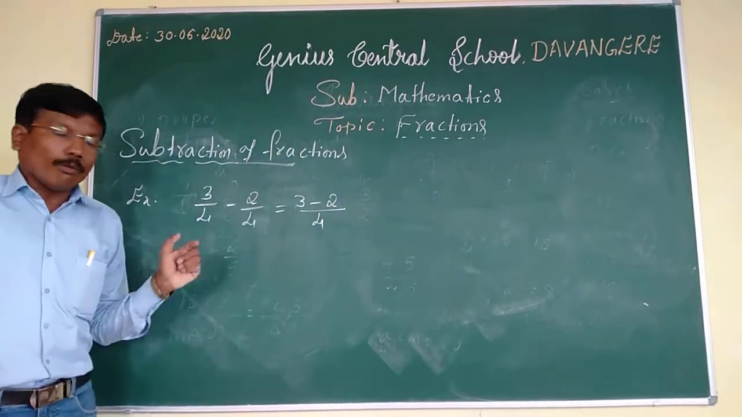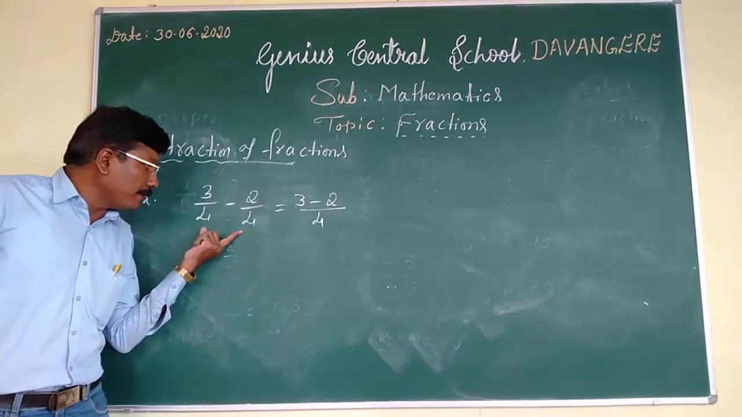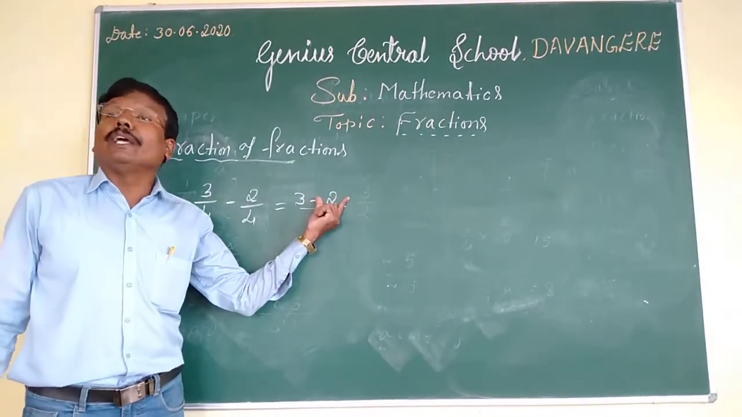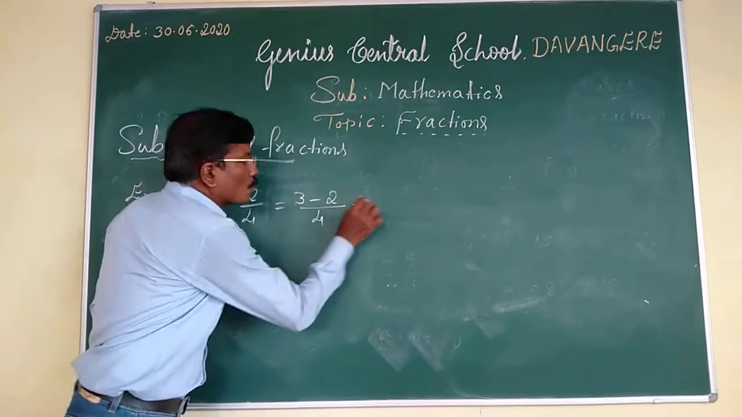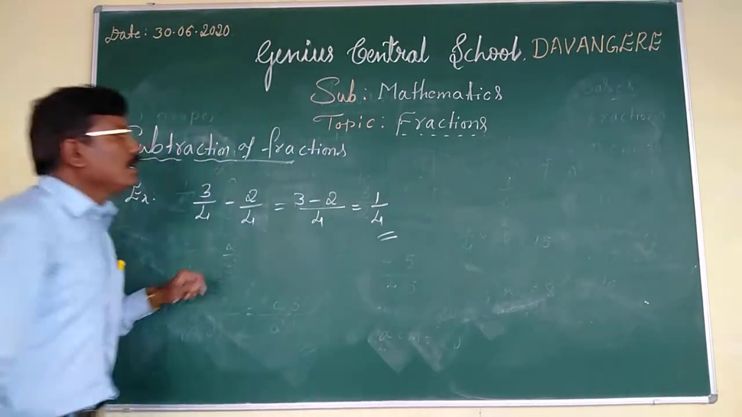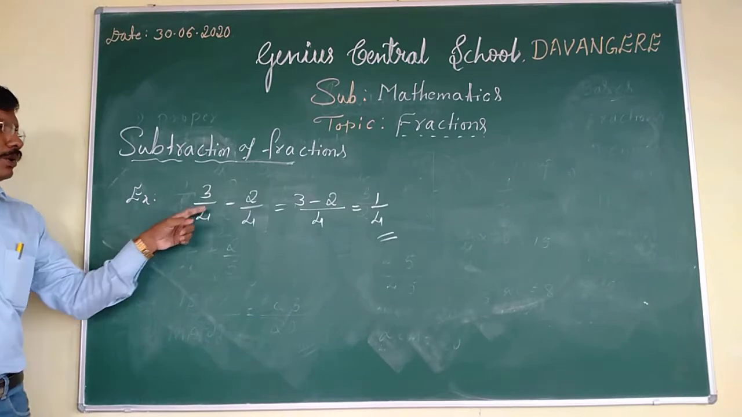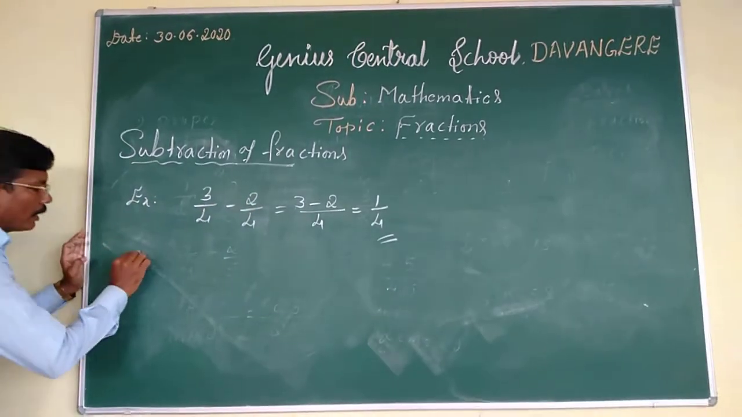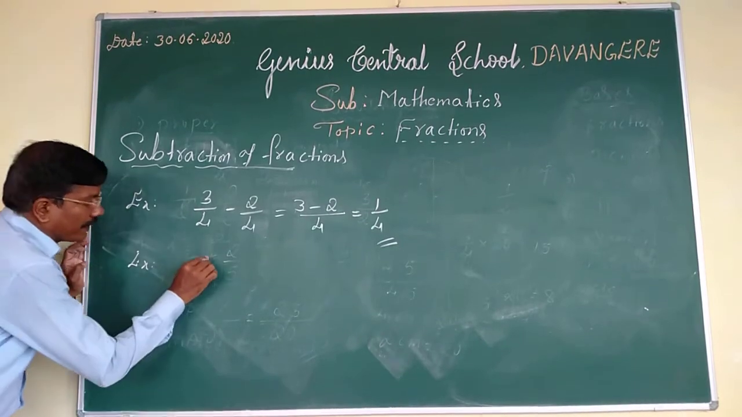What to do? We have to take the LCM. We take the denominator as common. Then subtract the numerator only. Then 3 minus 2, 1, 1 divided by 4. This is the final answer of 3 by 4 minus 2 by 4. This is a simple problem. So now we take another problem, somewhat different.